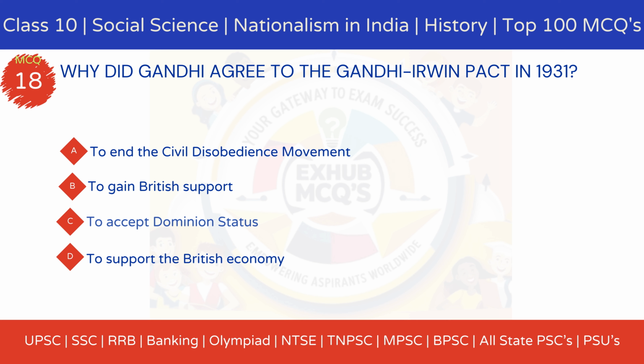Option A, to end the civil disobedience movement. Option B, to gain British support. Option C, to accept dominion status. Option D, to support the British economy.